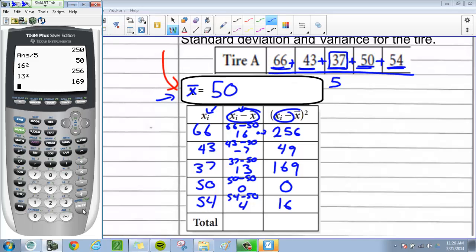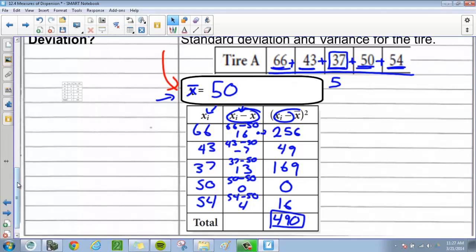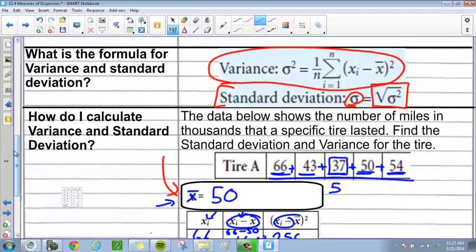Okay, and now we need to total the bottom. So we have 256 plus 49 plus 169 plus 0 plus 16, and that gets us a total of 490. Now this total we just found is this part of the formula right here. We just summed up all these values squared.